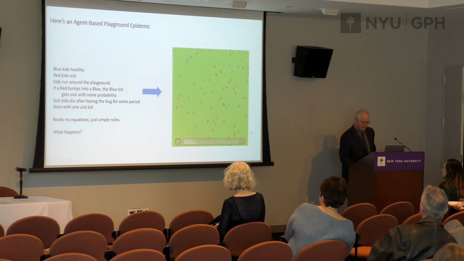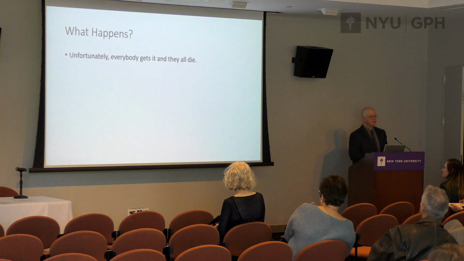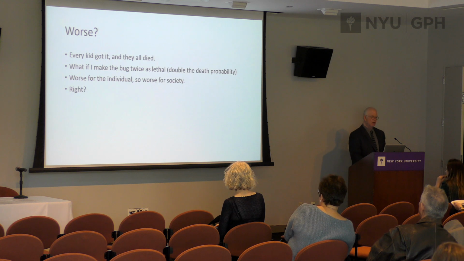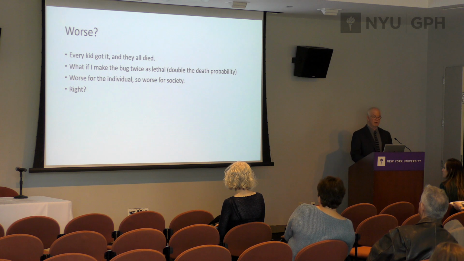Okay, so trust me, everybody gets it, and they all die. And that's just the way it is. Okay? So here's another, but what happened? Oh, so everybody gets it and they all die. All right? So how about this? One kid got it, they all died. What if I make the bug twice as lethal? That is, I make it twice as likely that you die every day, right? Increase the death probability by 2. I double that. So it's much worse for the individual, right? If you get it, you're twice as likely to die.